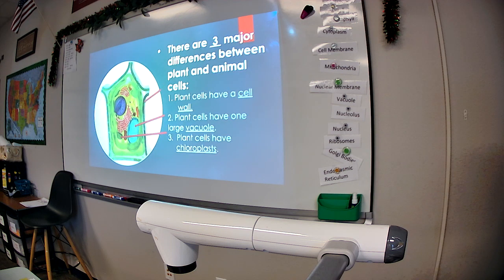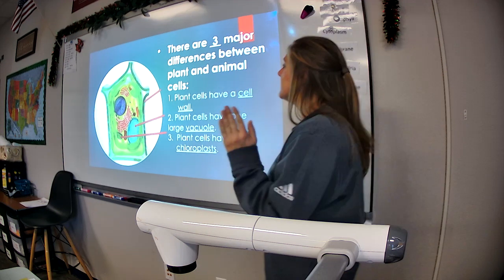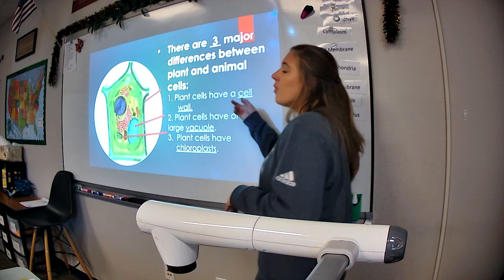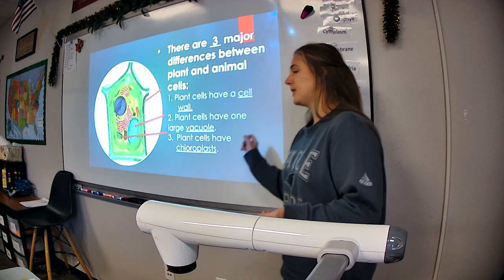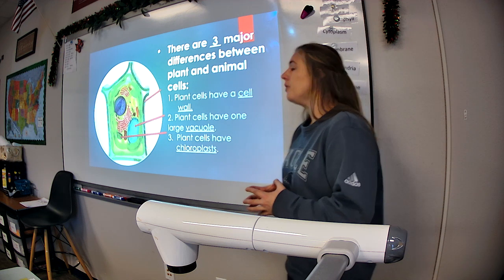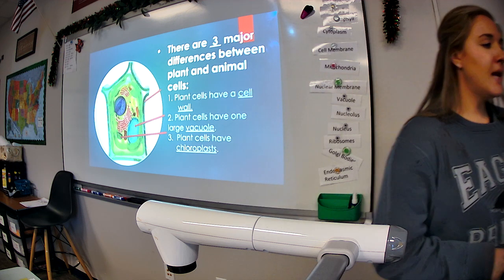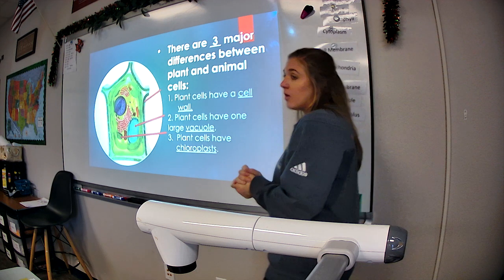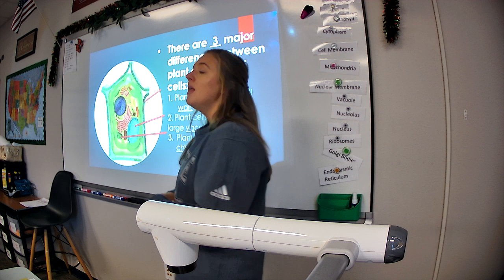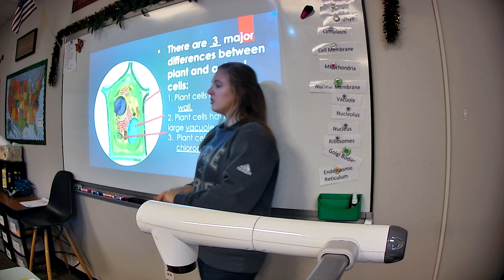All right. There are 3 major differences between plant and animal cells. Number 1, all plant cells have a cell wall. I'll describe what that's for in just a second. Number 2, they do have a vacuole, but instead of having many small vacuoles, they have one large one. That big blue spot there is the one large vacuole in the plant cell. And then number 3, plant cells have a totally separate organelle that is not even in the animal cell at all. That's the chloroplasts, which we'll also get to in just a minute.